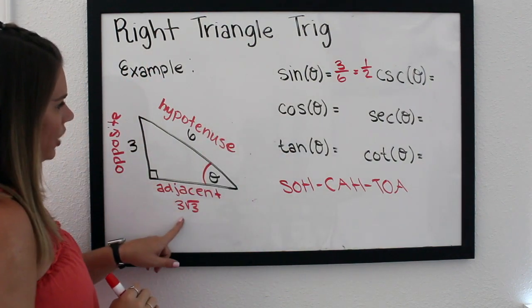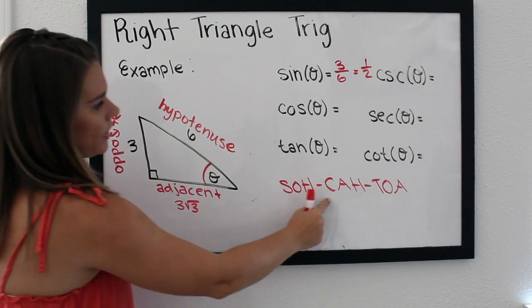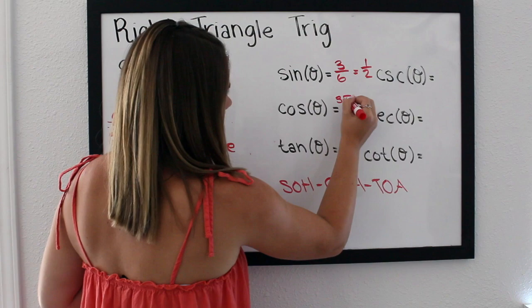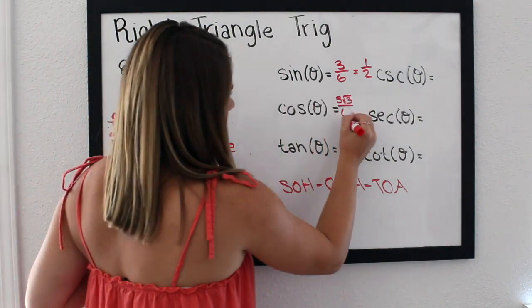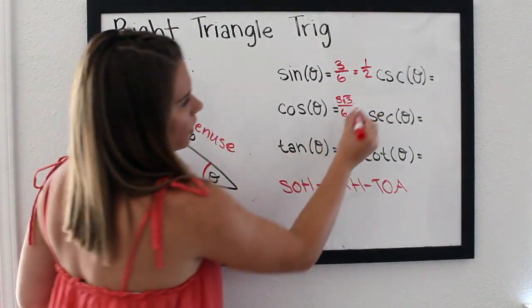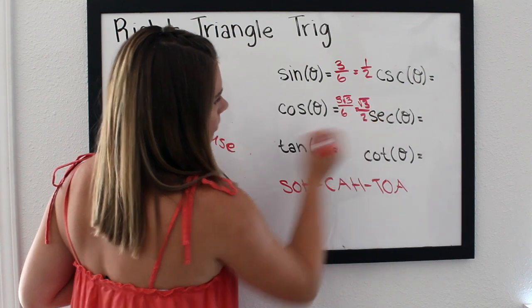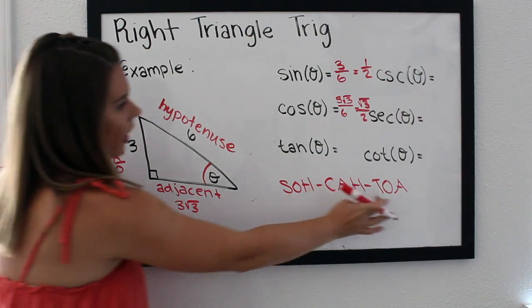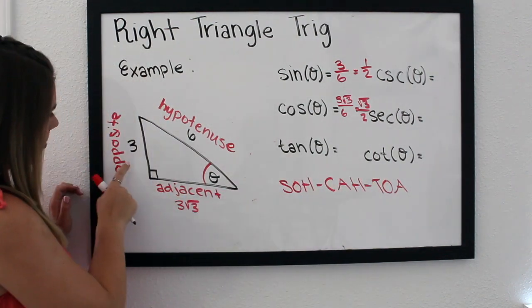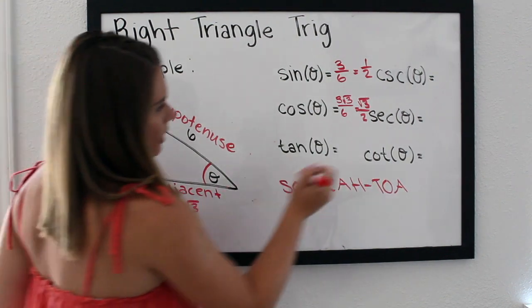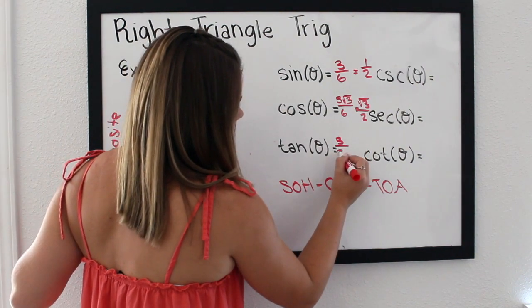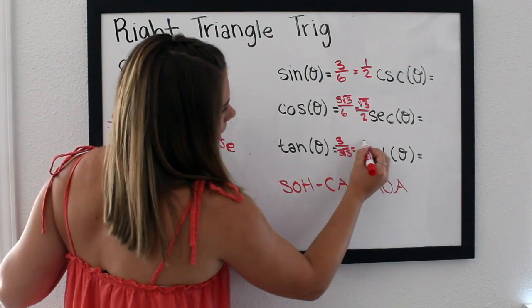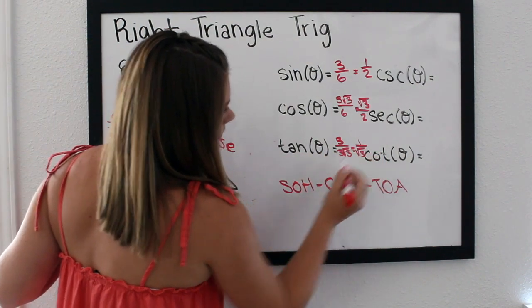Cosine of theta is our adjacent over our hypotenuse, right? So 3 root 3 over 6, which simplifies to root 3 over 2. Tangent of theta is our opposite over adjacent. So opposite is 3, adjacent is 3 root 3. 3 over 3 is just 1, so we have 1 over root 3.